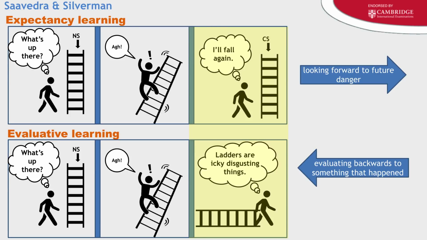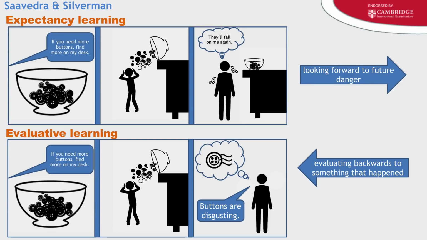So in a class, a 5-year-old boy and his classmates are doing an art project. And to make this art project, they need to use materials like buttons. The teacher has buttons on her desk, and she says, if you need more buttons, come find them on my desk. So the boy goes up to the desk, reaches for them, but they fall on him.